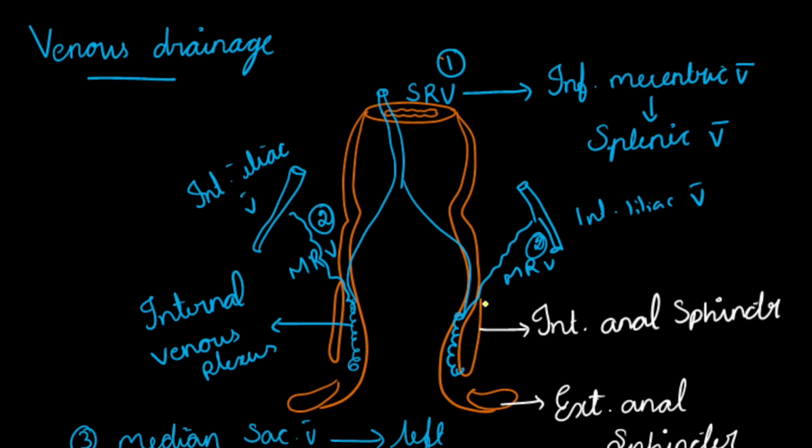As you saw in the arterial supply, here also it is the same for venous drainage. The first one is the superior rectal vein, then the middle rectal vein, and the third one is the median sacral vein. The superior rectal vein arises from the internal venous plexus and drains into the inferior mesenteric vein, and this inferior mesenteric vein drains into the splenic vein. Then the second vein, the middle rectal vein, arises from the internal plexus and drains into the internal iliac vein. And then comes the third, the median sacral vein, which drains directly into the left common iliac vein.